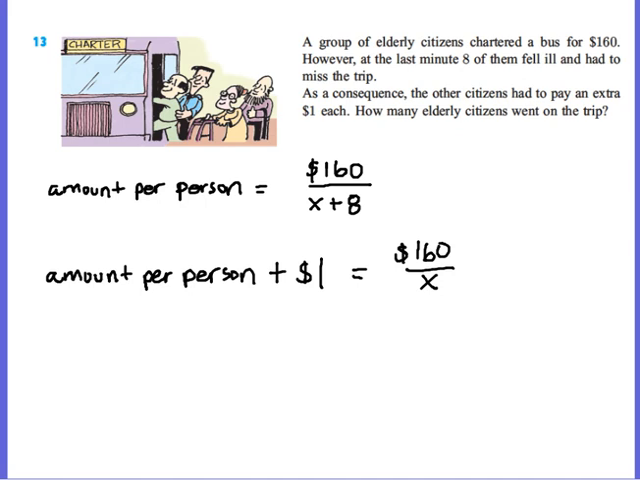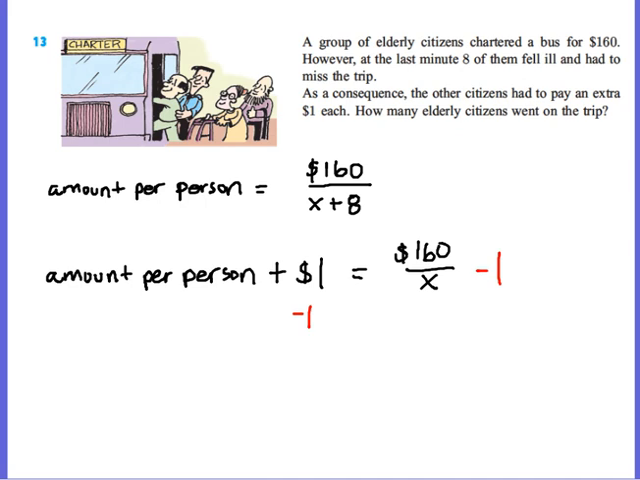Now I know that the amount per person would be $1 more, so the amount per person plus $1. And keep in mind here that this amount per person is the same as the amount up here. So like if this was $10, this would be $11. That's going to be what they pay if just X people go on the trip instead of X plus 8. So I've got those two equations.